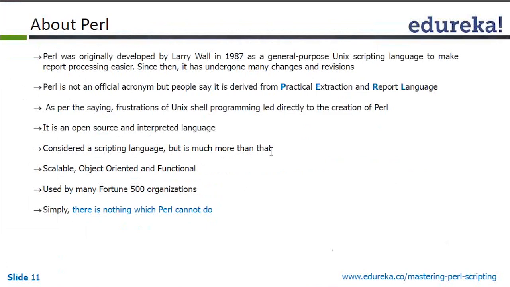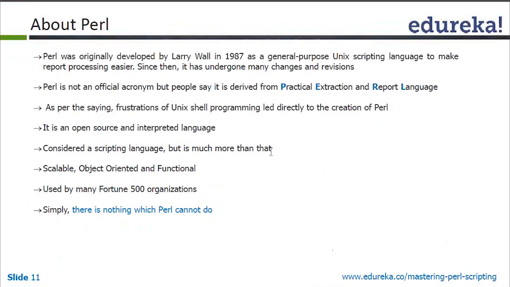As per the saying, frustrations of Unix shell programming directly led to the creation of Perl, as I already told you earlier. It is an open source and interpreted language, considered a scripting language, which is more than that, because it is used by developers as well. It can be used as a test automation framework language, or it can be used directly by developers to write tools. I have worked on a lot of projects where they use developer tools which are written in Perl. Directly the developers will be using it, and it's not an automation tool, but a developer tool.